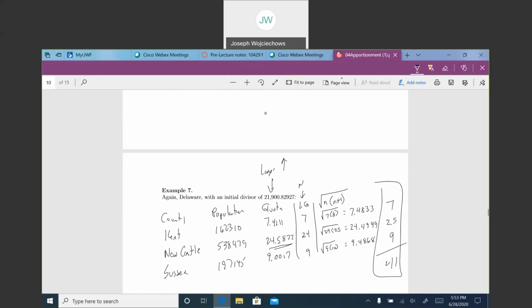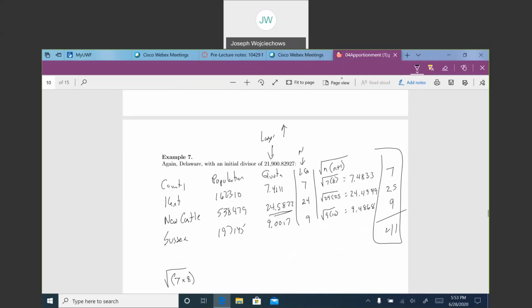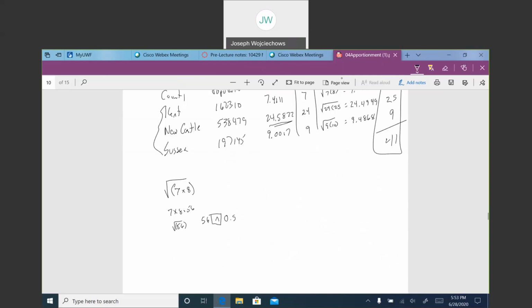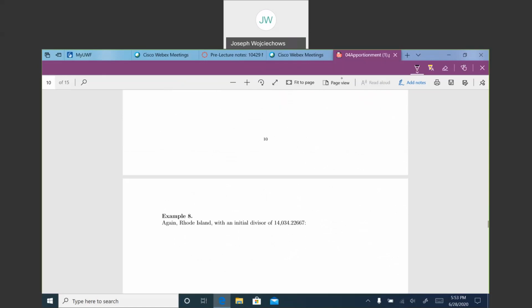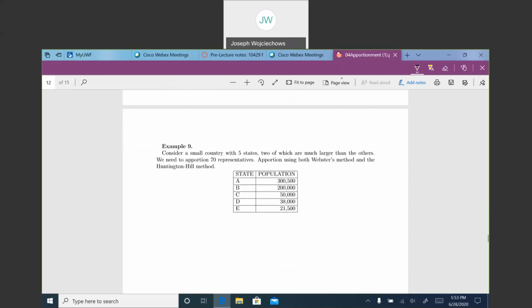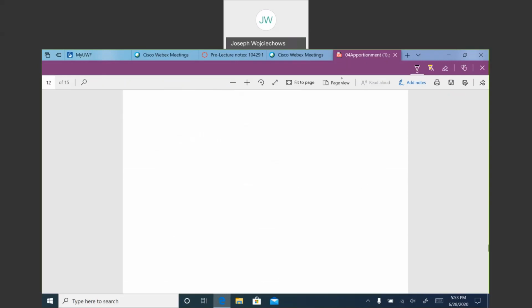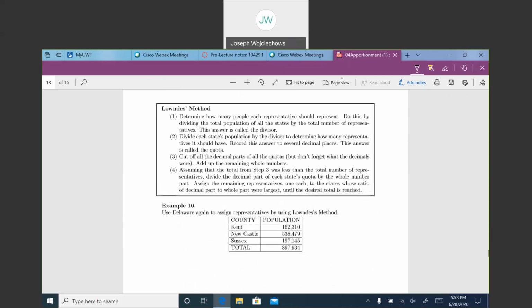And a lot of these, especially with the smaller states or the smaller number of areas, you'll get the same totals using all the methods. That's not necessarily the case. Usually if there is a difference, it's not significant. So we won't look at Rhode Island again. And we're not going to do the comparison of Webster's and Huntington-Hill. This is the last method to look at.